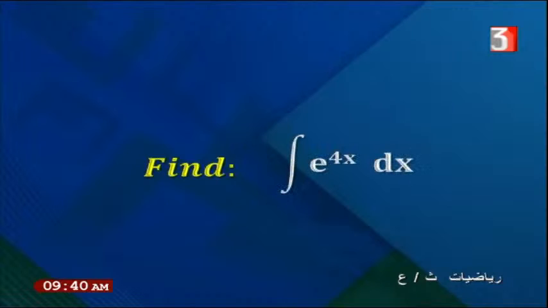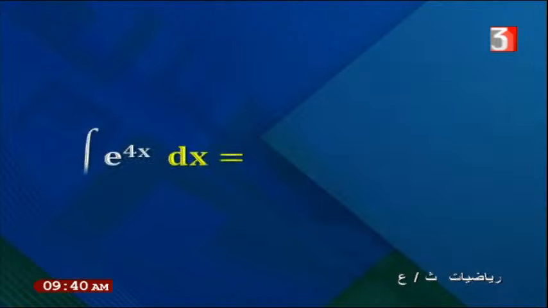Now we move to the next example. Find the integration of e to the power 4x. Integration of e^(4x) dx equals, yes, the power is of first degree and has a coefficient. Then the integration equals 1 over the coefficient, 1 over 4, multiplied by e to the power 4x plus the constant c.